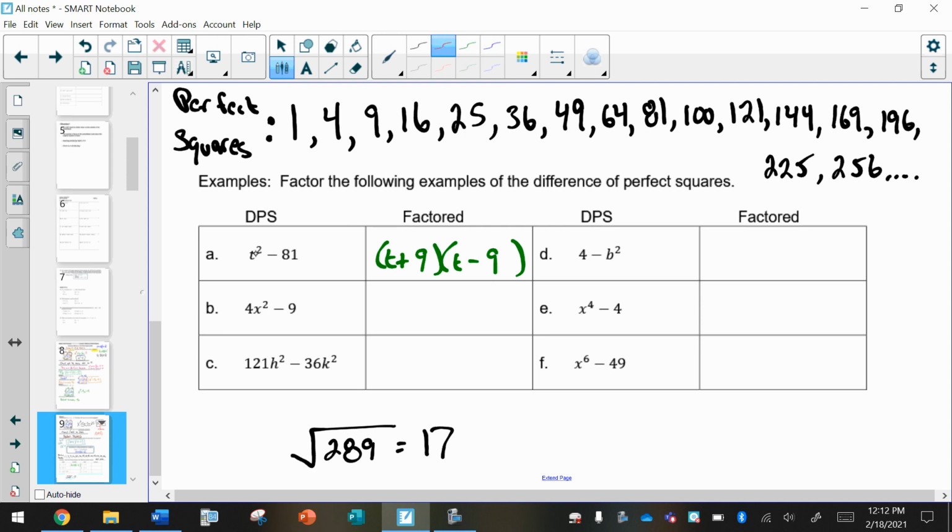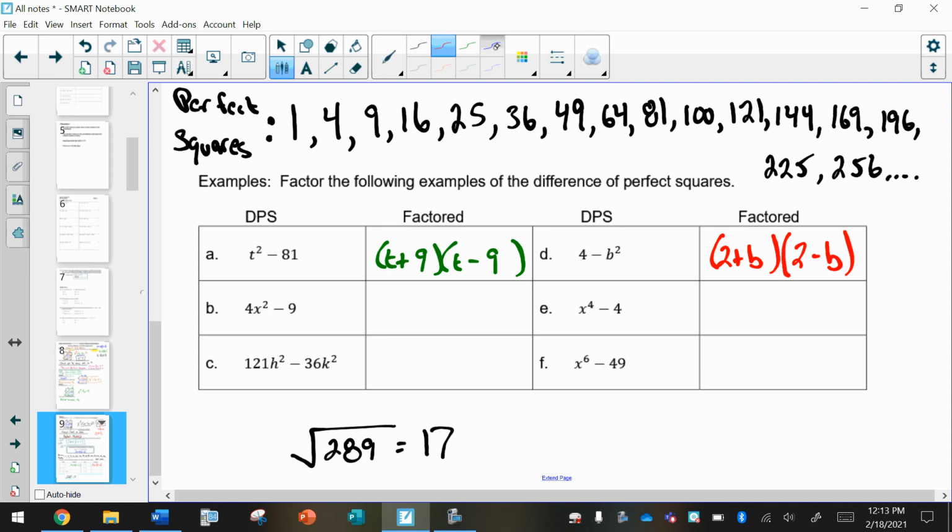Here, the variable went first minus the perfect square number. Here, the perfect square number goes first minus the variable. That doesn't matter. Just keep your answer in the same order as how it was listed originally. So here, the number goes first, and then it's plus b minus b. So whatever is subtracted gets the plus and minus sign, goes second.